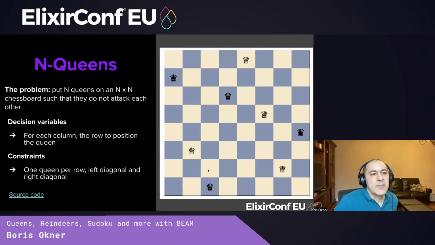Okay, two more examples. N queens. It's a very well-known problem to put n queens on an n by n chessboard such that they do not attack each other. Decision variables are, for each column, we want to decide on the row to position the queen. For example, for column 1, we decided to put the queen on row 2, and so forth. And the constraints are just chess rules. So it's also pretty straightforward to translate the problem statement into the constraints.